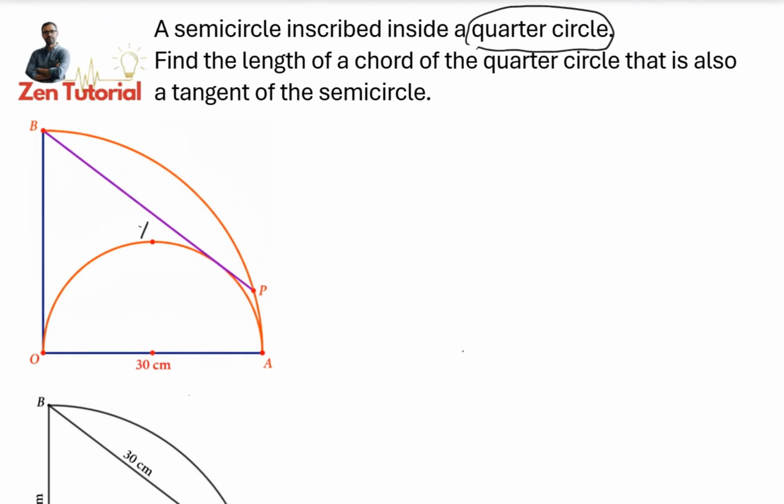So OXA is a semicircle which is inscribed inside a quarter circle. What we have to calculate? We have to calculate the length of the chord of the quarter circle. So the quarter circle is of course OAB, and the arc, the chord BP is what we have to calculate.